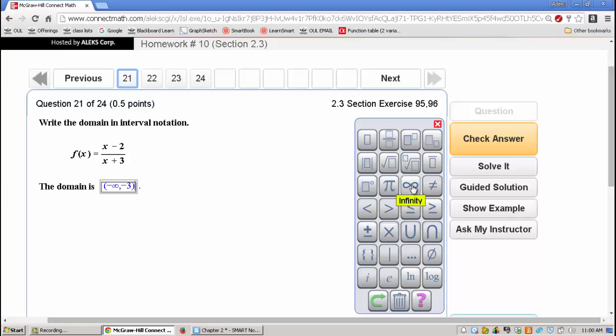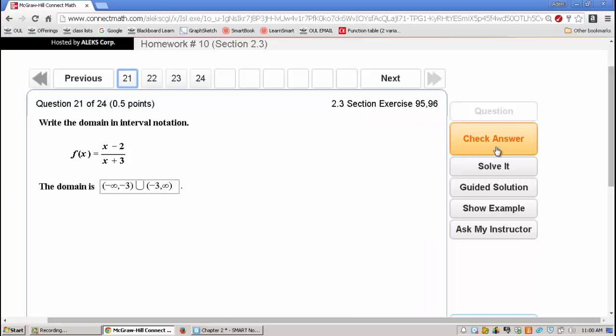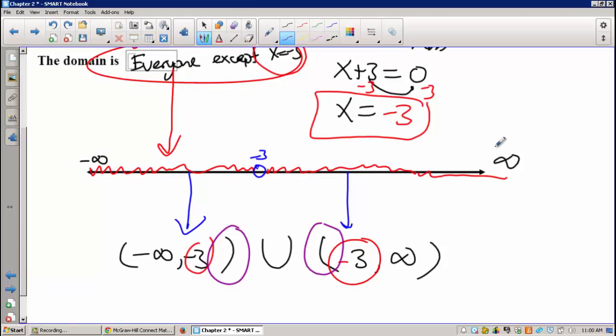How do you make the U symbol? It's right here. Union. Okay. Any questions? Does it make sense? All right.